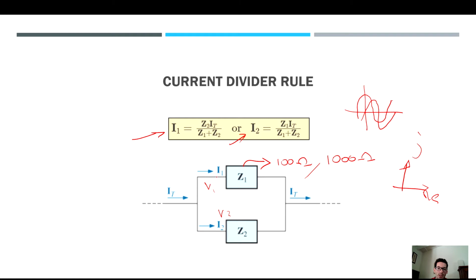So for I1, the current through branch 1 is going to be the impedance of the second element times the total current that you have from your source, divided by the impedance of the first element plus the second element. This is only for two elements. If there are more than two, then these formulas have to be extended.